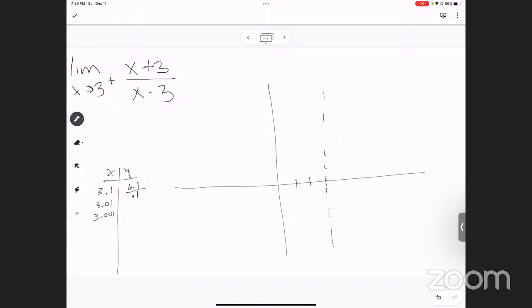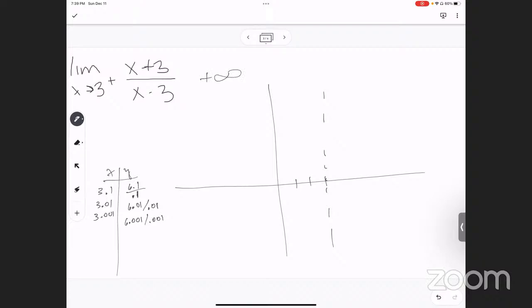And then when you plug in 3.01, you would get 6.01 divided by 0.01. That's an even bigger number. Then when you plug in the other one, you would get 6.001 divided by 0.001, which is an even bigger number. The number on top isn't changing much, but each time you're dividing by an even smaller number, which makes the entire thing a much bigger number. You follow what I'm saying? That's one way you could do it. So you know it's just going to be positive infinity.